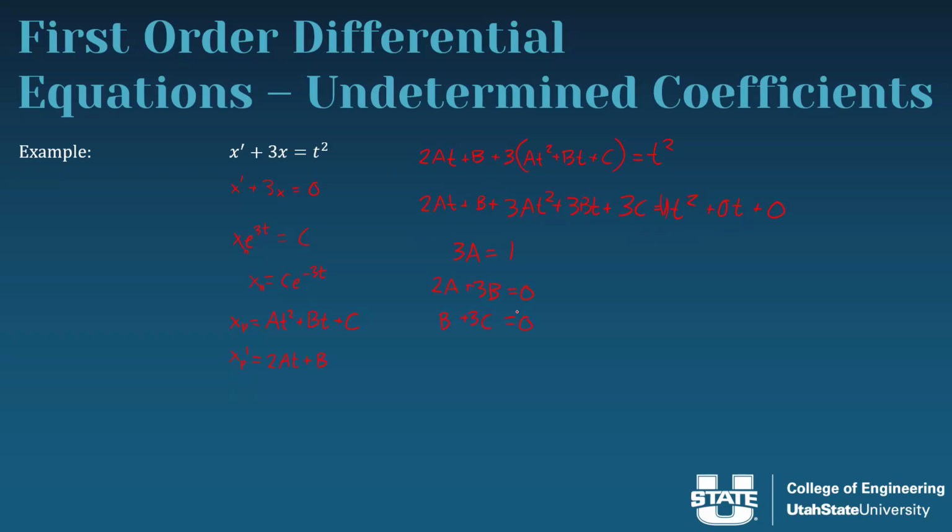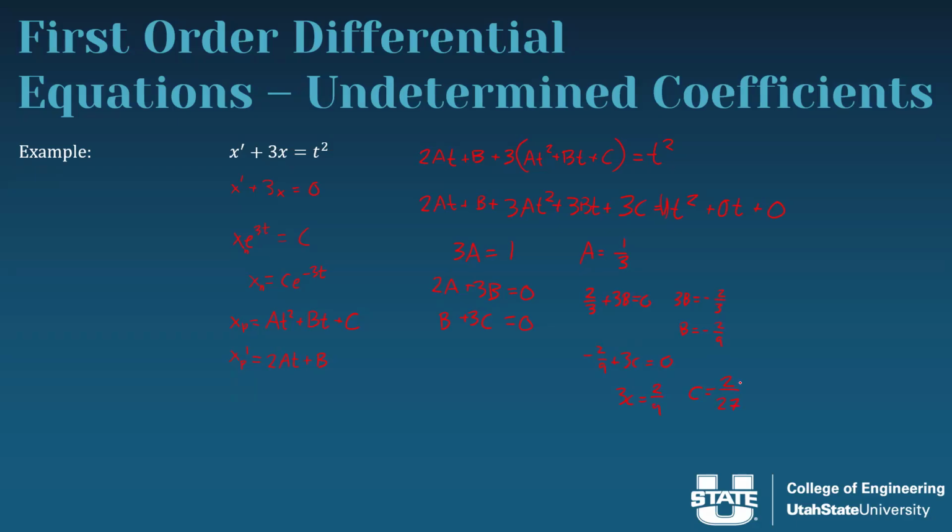So now we can solve our system of equations. We know a is equal to 1/3. We know 2/3 plus 3b equals 0, so 3b is equal to negative 2/3. B is equal to negative 2/9. Negative 2/9 plus 3c equals 0, so 3c is equal to 2/9. C is equal to 2/27.